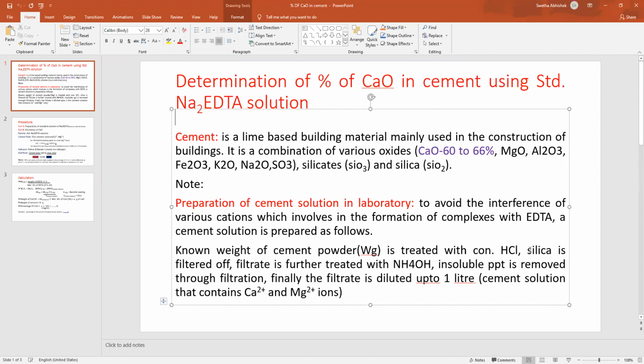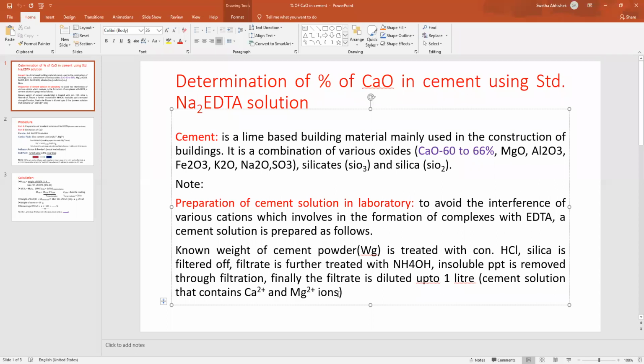So in the first step, silica is removed, whereas in the second step of the filtration, some of the other constituents are removed in the form of hydroxide precipitate. So the final filtrate which is left, consisting of only calcium oxide and magnesium oxide, is diluted up to 1 liter by adding DI water. This gives you 1 liter of cement solution that consists of only calcium ions and magnesium ions.